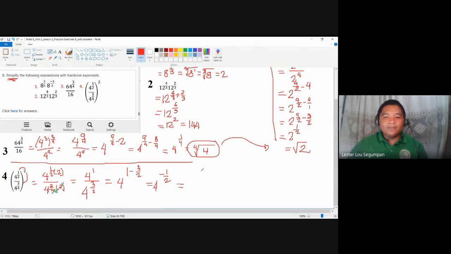This can be rewritten as 1 over 4 to the power of 1 half, wherein we place it at the bottom, making the exponent positive. And then this is the time wherein we can now change it into a radical expression. 1 over the square root of 4. The square root of 4 is 2. So the answer is 1 half.